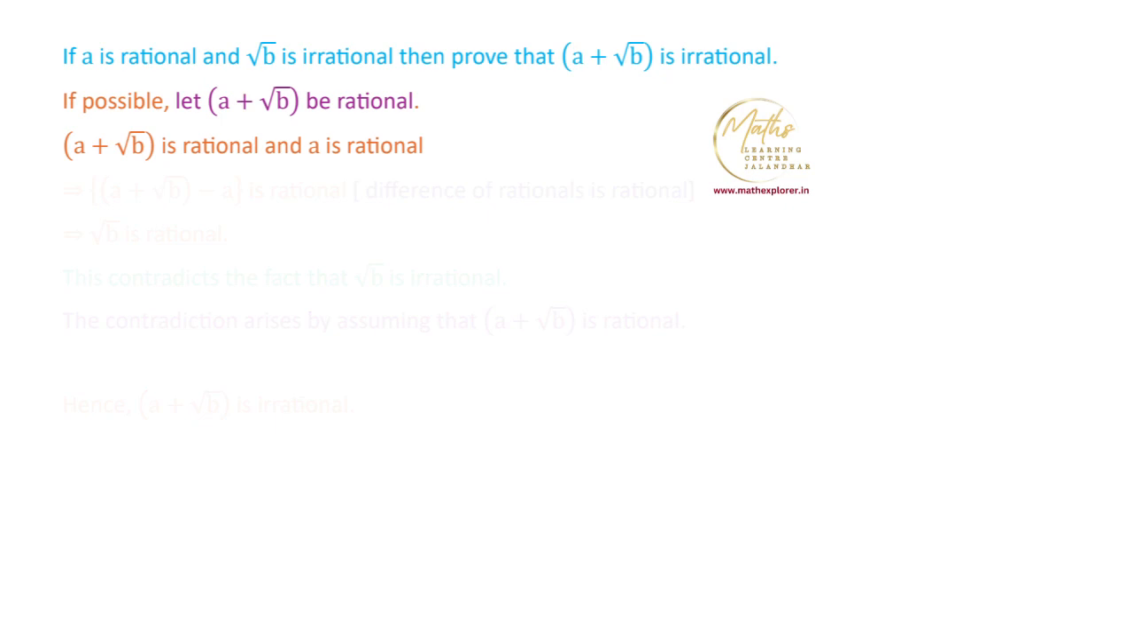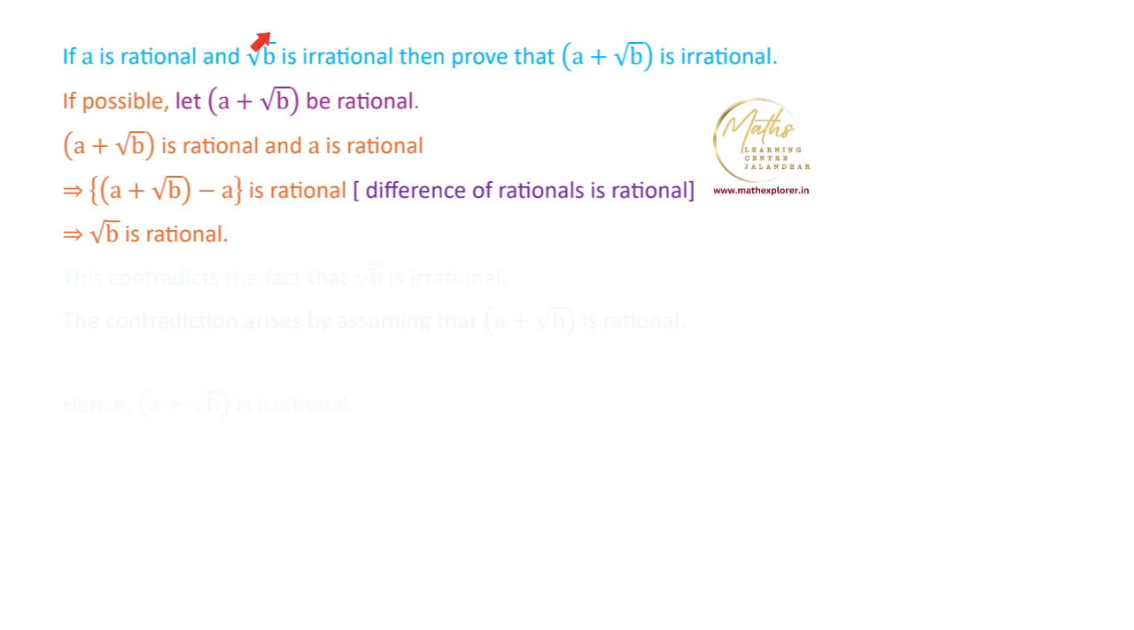So if we subtract two rational numbers, we know that the answer must be a rational number. We have one rational number, a plus root b, and the second rational number, a. If we subtract these two terms, the answer is rational, because the difference of rational numbers is a rational number. So this implies that a and minus a get cancelled, and we are left with square root b is rational. But it is given over here that square root b is irrational.